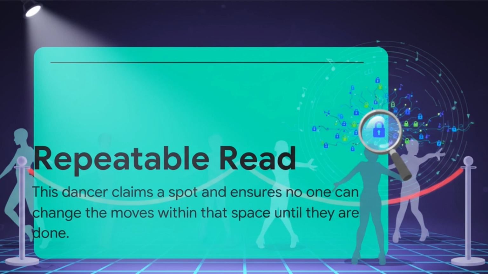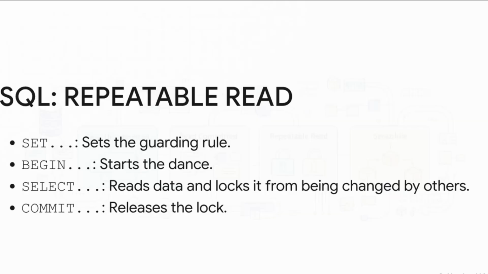This gives them a powerful guarantee. If they look at the same data twice, it'll be absolutely identical. A repeatable read. And the secret weapon in the code here is something called locking. When you use repeatable read, your select statement is now doing double duty.